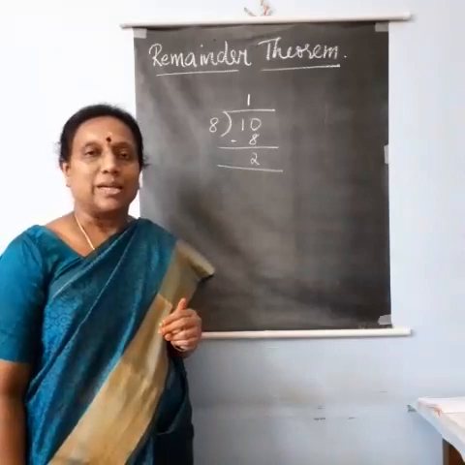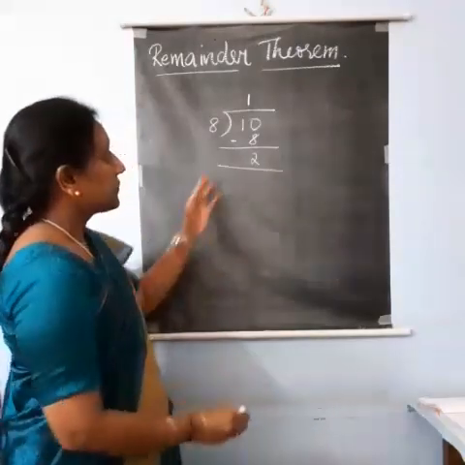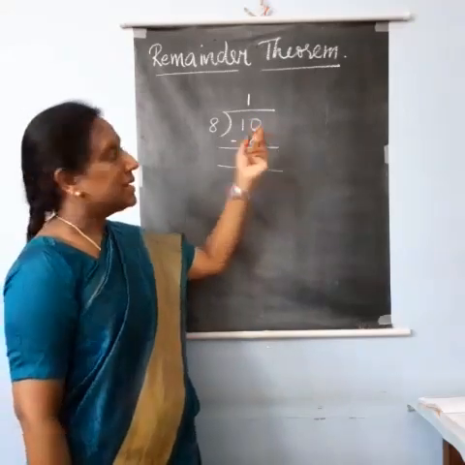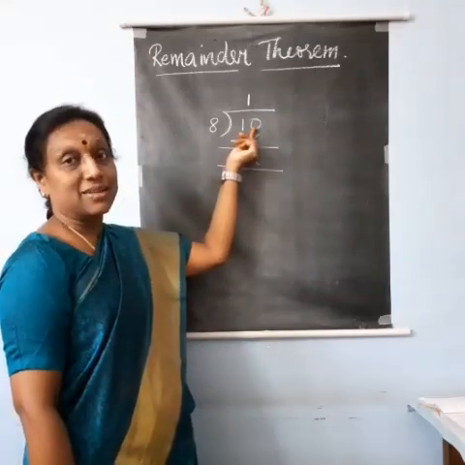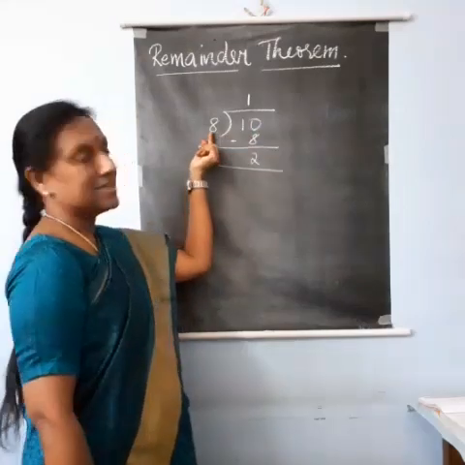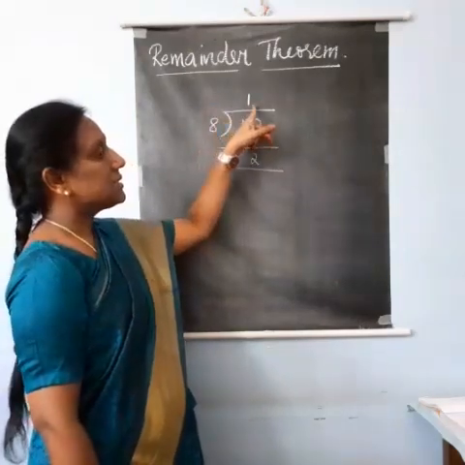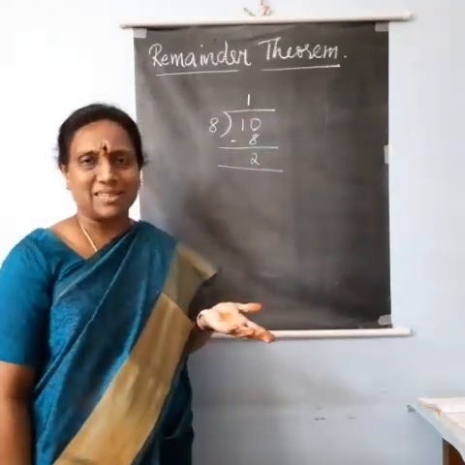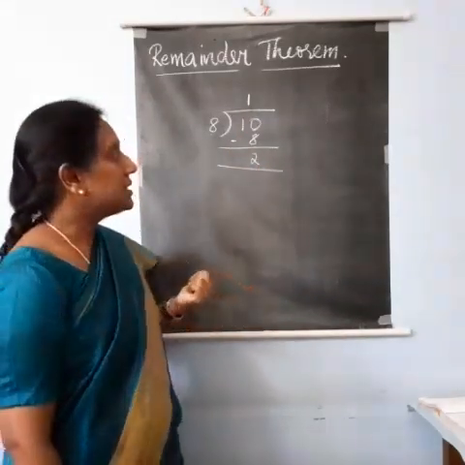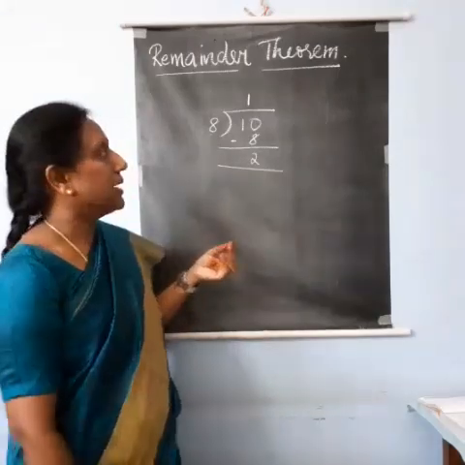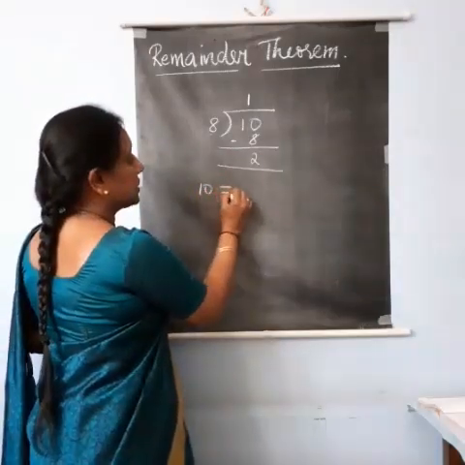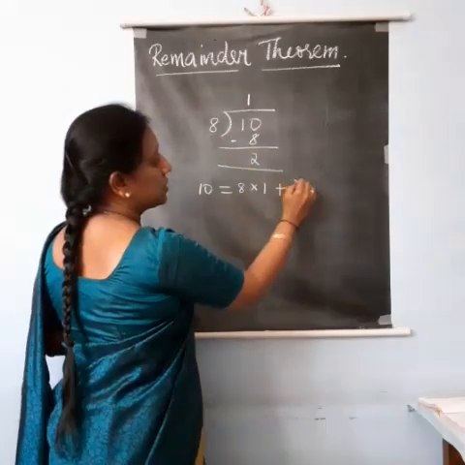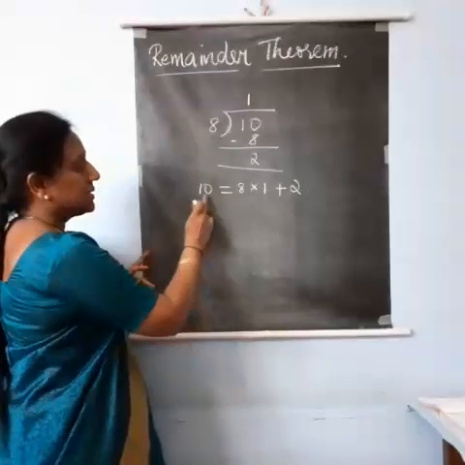Clear? So how do I represent this? 10 is known as the dividend, correct? 8 is the divisor. This is the quotient, and 2 is the remainder. This is something we have learned in the very small classes, right? Now the division algorithm is given by 10 is equal to what? 8 into 1 plus 2. What is that? 10 is the dividend.